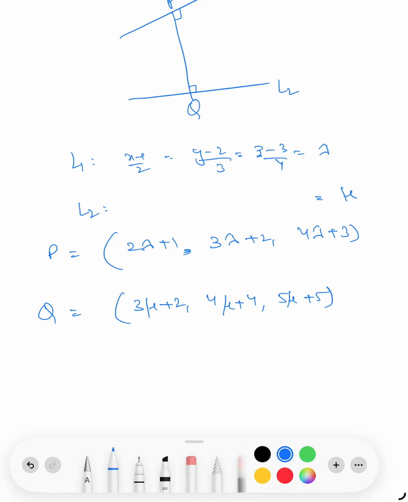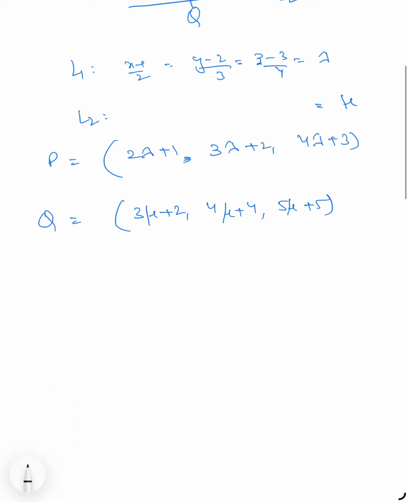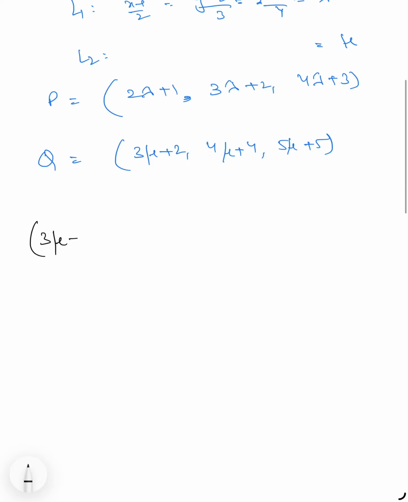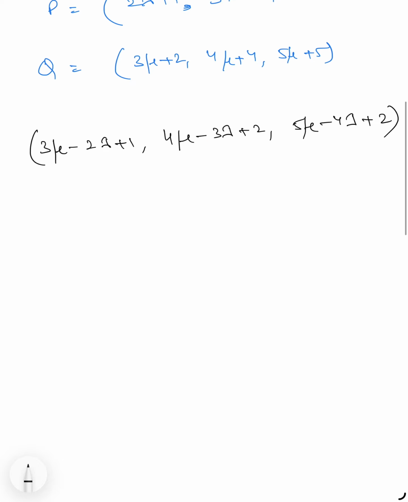Now the line joining P and Q is the shortest line, and it will look like 3 mu minus 2 lambda plus 1, 4 mu minus 3 lambda plus 2, 5 mu minus 4 lambda plus 2. So this is PQ.